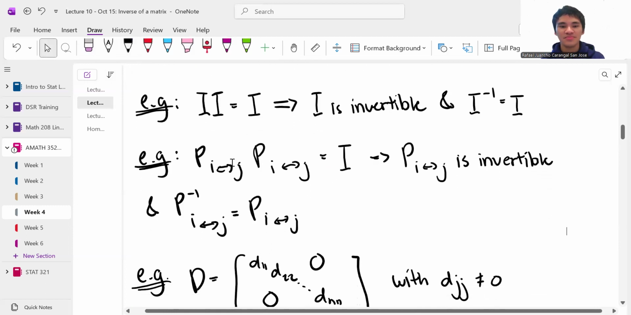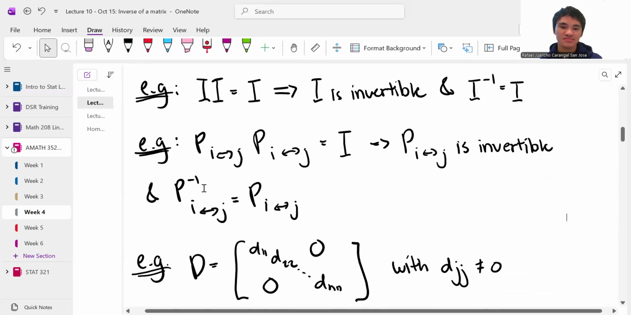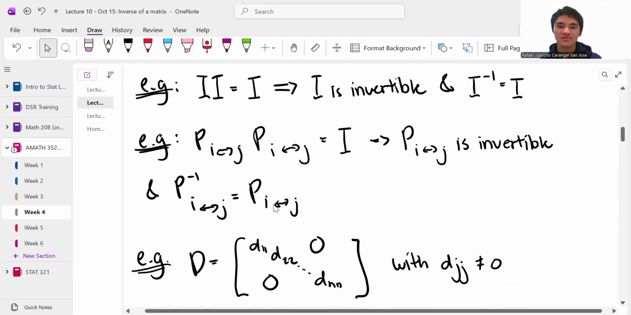It's invertible. And then for permutations, when we multiply the same permutation matrix by itself, we get the identity back. This tells us that this permutation matrix is invertible, so its inverse is equal to the original.